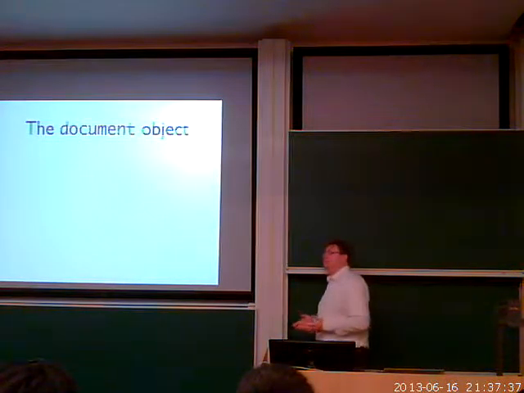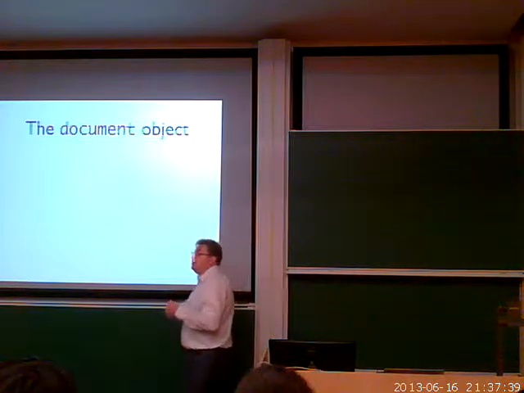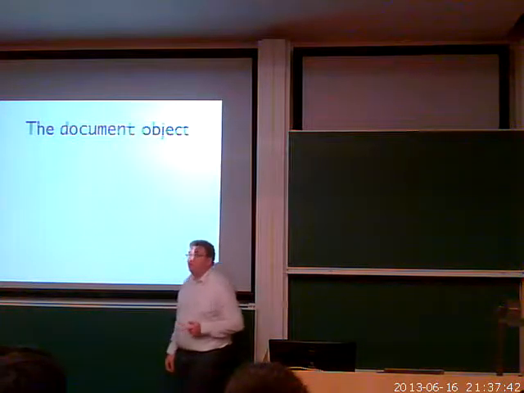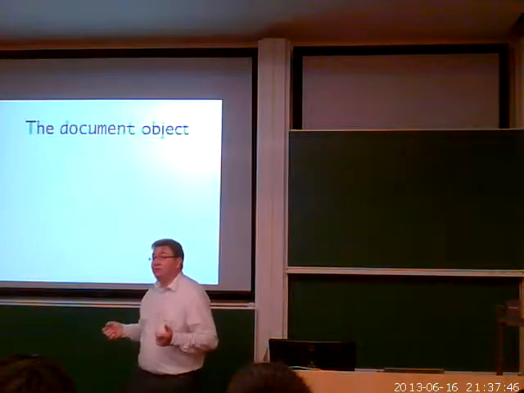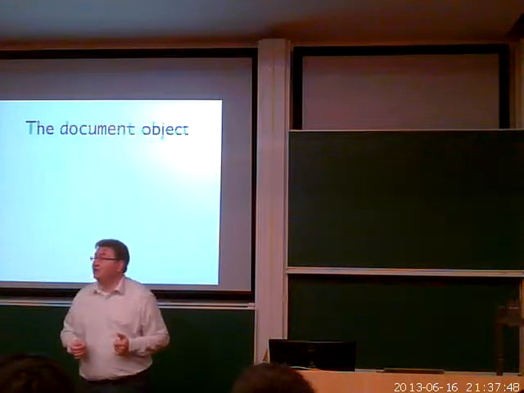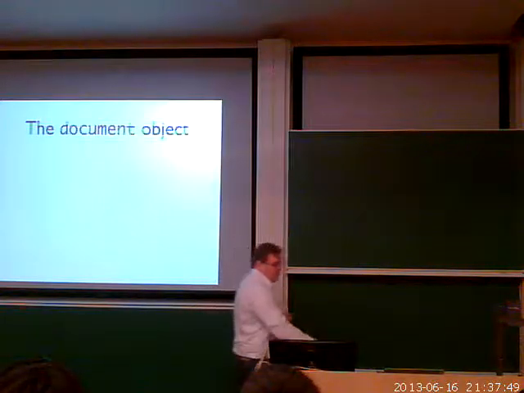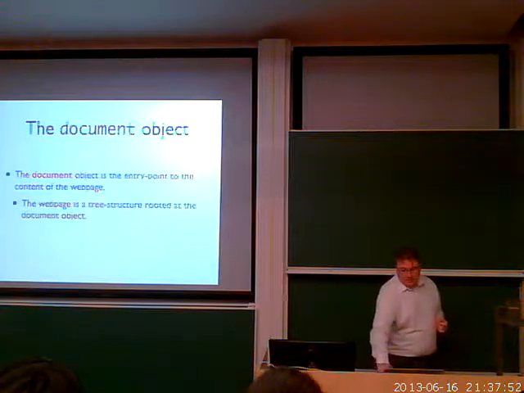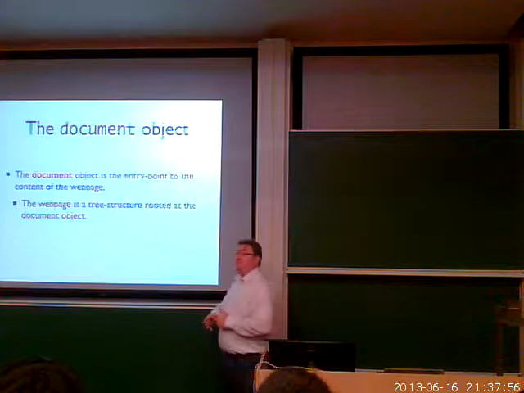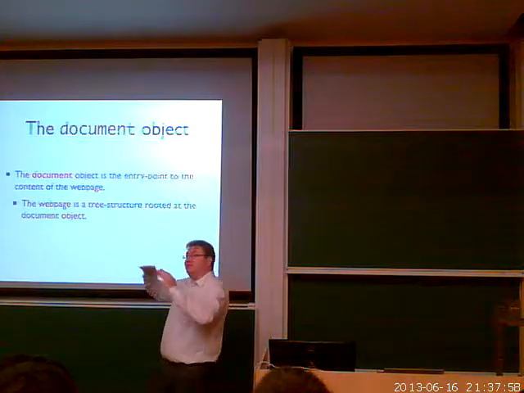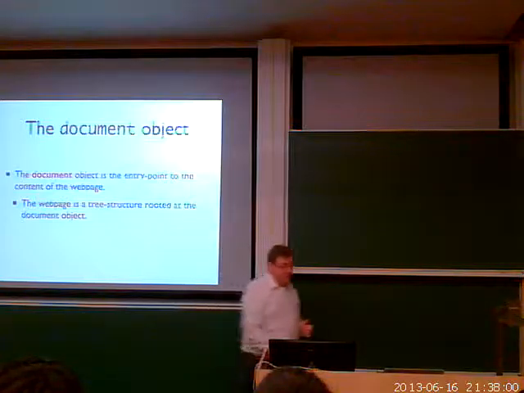Right, what about the web page itself? How do you get to the content? How do you get to the DOM? Within the window object, there's a property called document, and that refers to the currently loaded document. That document object actually represents a tree structure that represents all of the HTML.